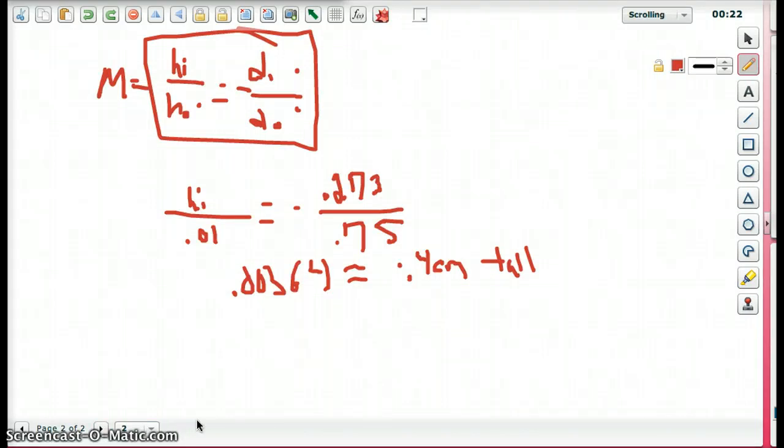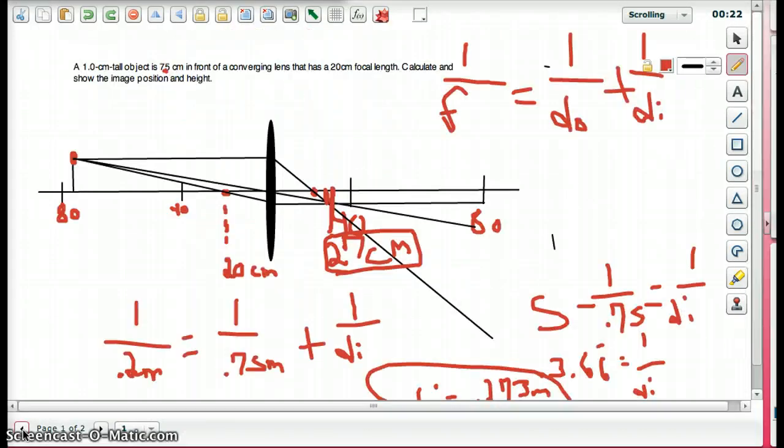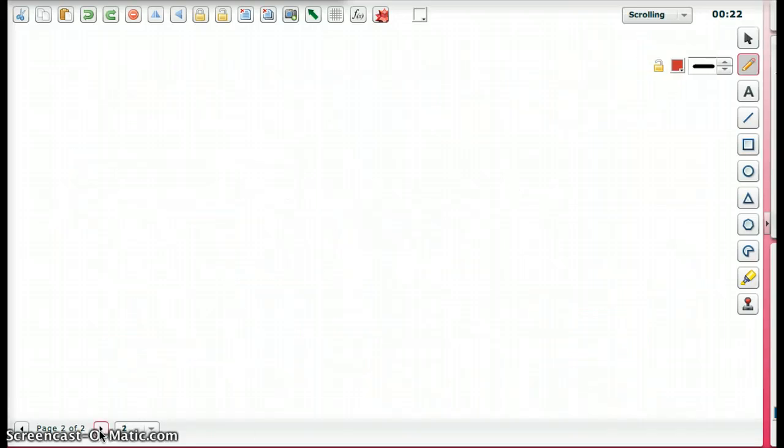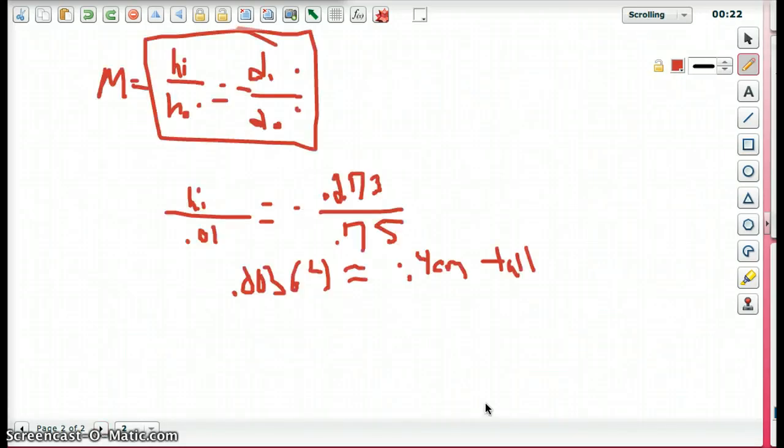I'll try and make a video of real versus virtual images. But this is a real image because it's inverted. It has a negative height, as we might say. So in conclusion, we have an image that is 27 centimeters away from the lens and is about 0.4 centimeters tall in the opposite direction as the object, which means it's inverted.